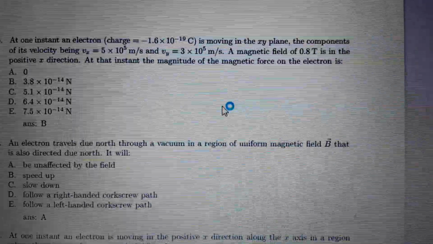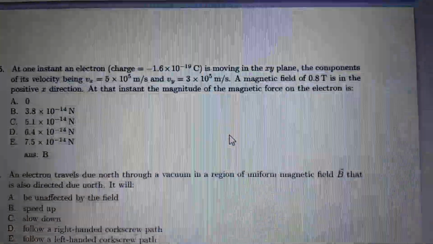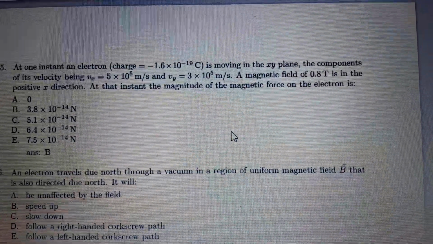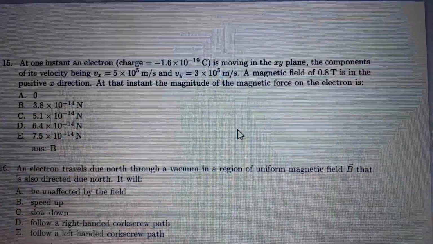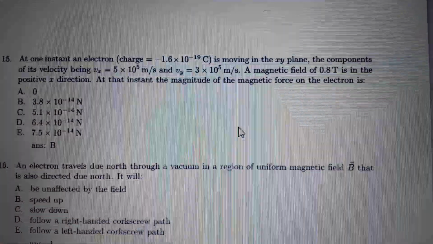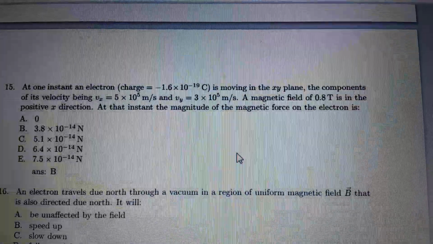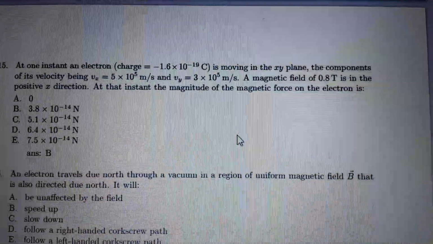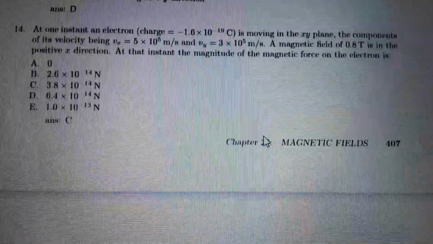At one instant, we have a charge of negative 1.6 times 10 to the power of negative 19 coulombs, which is moving in the xy plane. The components of its velocity are Vx 5 times 10 to the power 5 and Vy 3 times 10 to the power 5 meters per second. A magnetic field of 0.8 Tesla is in the positive z direction. At one instant, the magnitude of the magnetic force on the electron is 3.8 times 10 to the power of negative 14 newtons.